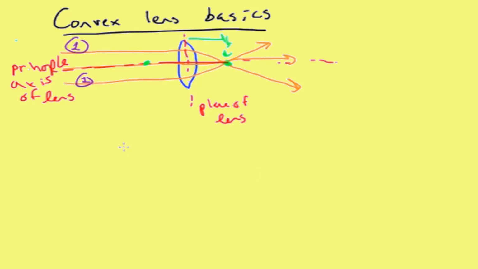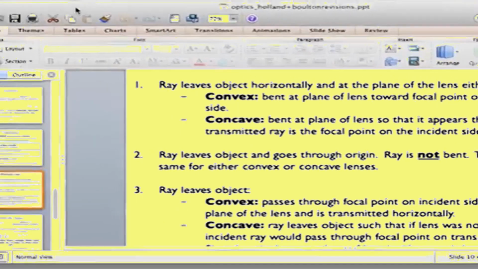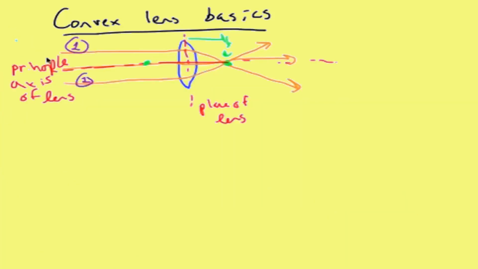So they both get a 1. So if we pull the PowerPoint back up and we look at this, the second principal ray leaves the object and goes through the origin. The ray is not bent. This ray is the same for either a convex or a concave. So that one's easy to remember because it's going to be the same for both. So this one right here, it goes through the origin and it's not bent. So we'll label that one as 2.